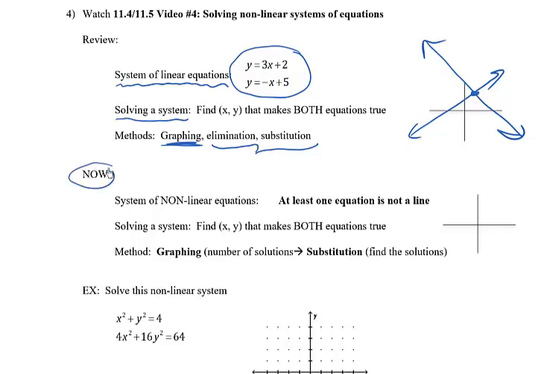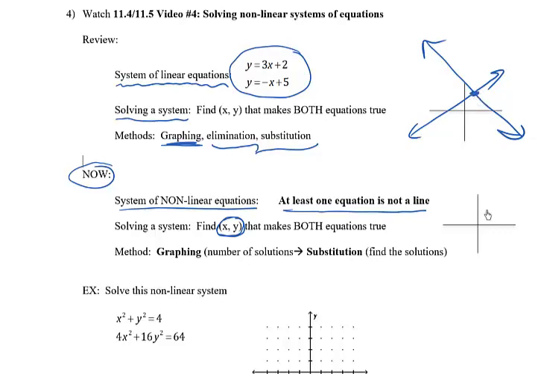Now we're going to take this a little bit further, and we're going to talk about having a system of non-linear equations. Still two equations, but they will not both be lines. One of them might be a line, but certainly at least one of them will not be a line. Solving the system still means the same thing that it always has. It means look for ordered pairs that make both of the equations true. The thing is, though, this is going to get a lot more interesting now because when we did lines, pretty much there was one intersection point.